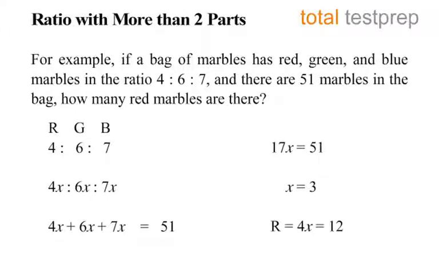So now we're asked, how many red marbles are there? Well, if x is equal to 3, and we know that red was equal to 4x, because remember this is the ratio for red, and this is what we did, we multiplied that ratio by x. We now have that red is equal to 4x, which is equal to 12, because x is equal to 3. Let's see how this works out in some other questions.